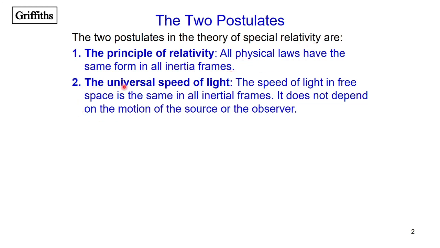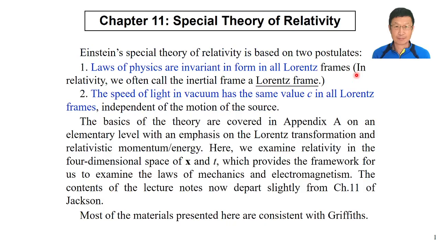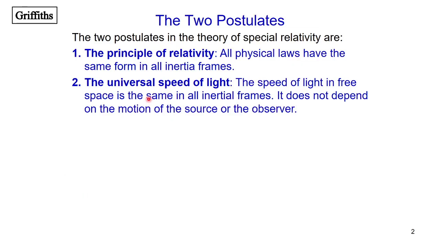Second, the universal speed of light. The speed of light in free space, and in the previous one we said vacuum. That's equivalent. Vacuum means nothing, so it's free space. It's the same in all inertial frames. Inertial frames are Lorentz frames, equivalent. It does not depend on the motion of the source or the observer.